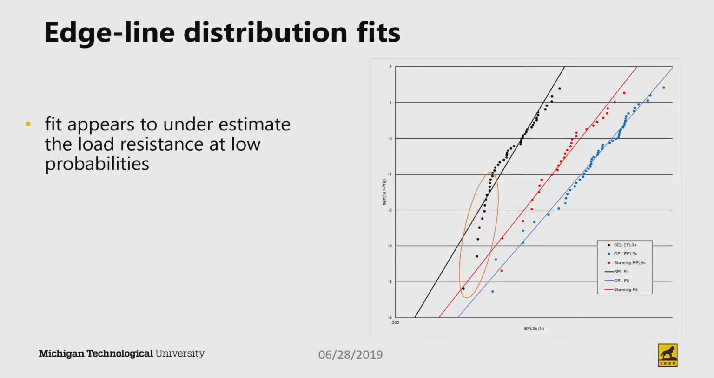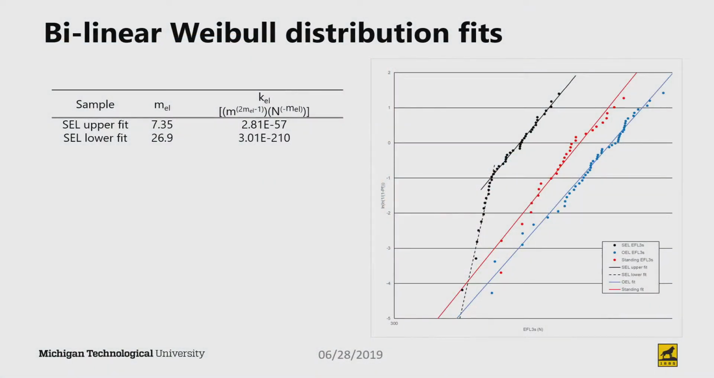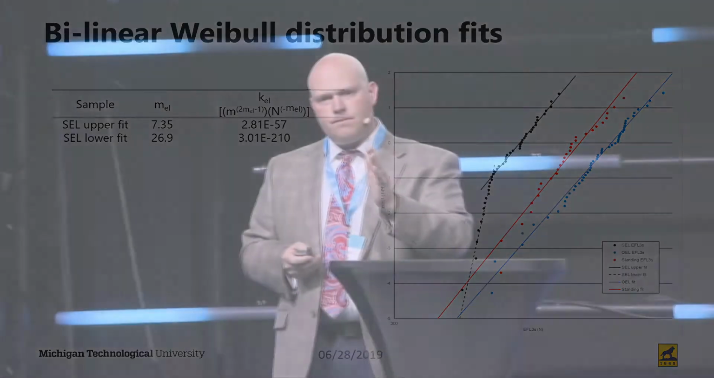If we notice the red and blue series for the standing and the other seam, those still seem to fit reasonably well with our distribution. And so this is where we can take what we call a bilinear distribution, where we break up the sample set into two different distributions. Now we have one that clearly fits the upper trend, and one that fits the lower trend better, because there's this kink in our data. And so then we start asking ourselves, what is this kink actually in reality?